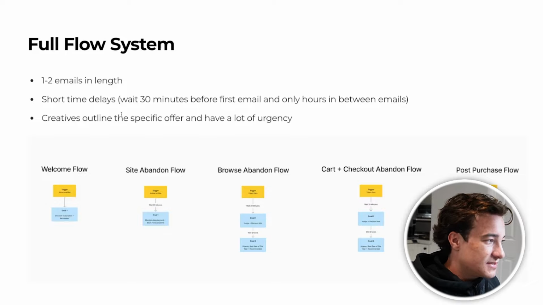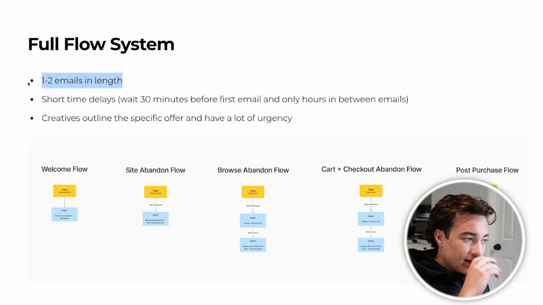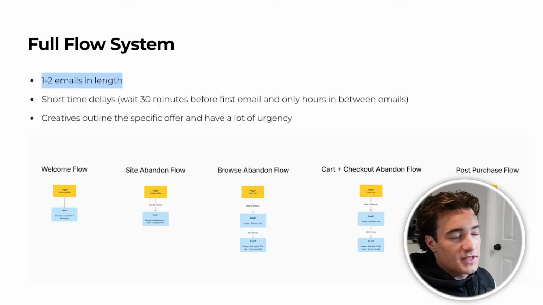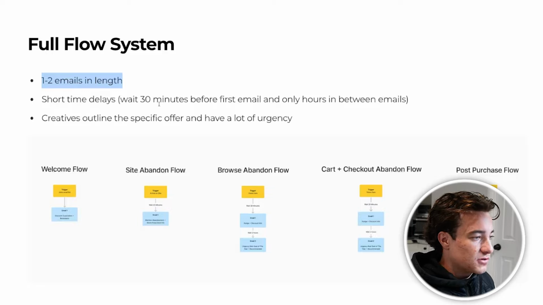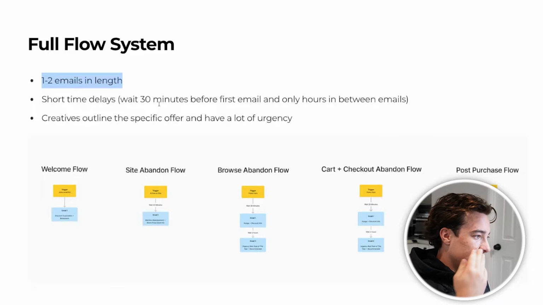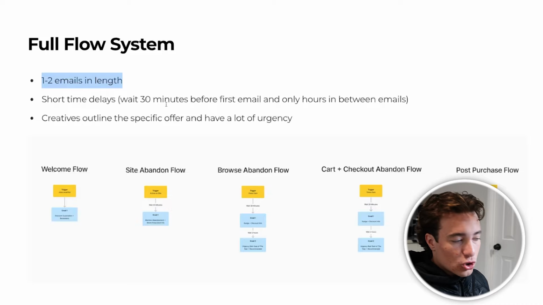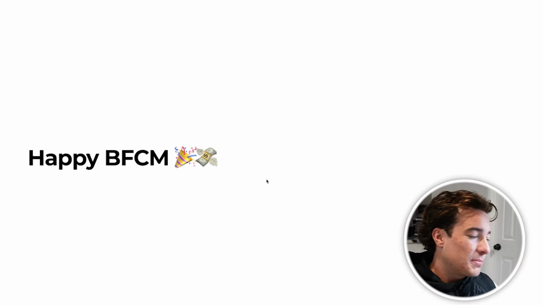And that is the full flow system. Just as a reminder, it's 1 to 2 emails in length for all of the flows: the welcome, site abandon, browse, cart and checkout. Short time delays, wait 30 minutes, 45 minutes for that first email, and only hours in between emails. And then the creatives, just make sure you're outlining the specific offer and have a lot of urgency. That is what we're doing. Happy Black Friday, Cyber Monday.